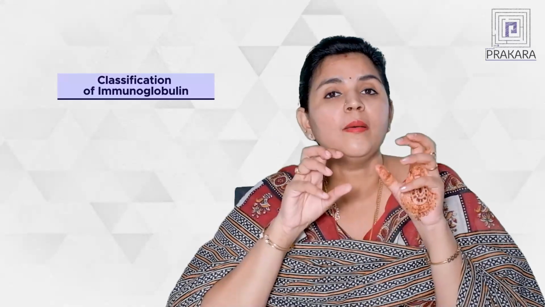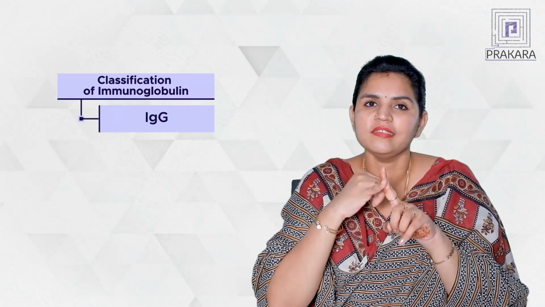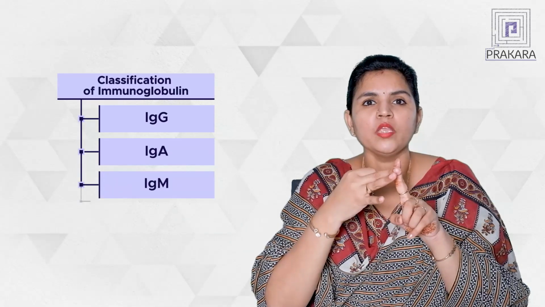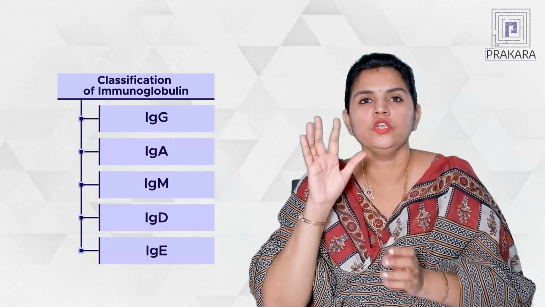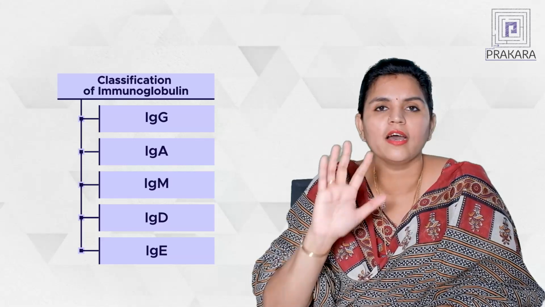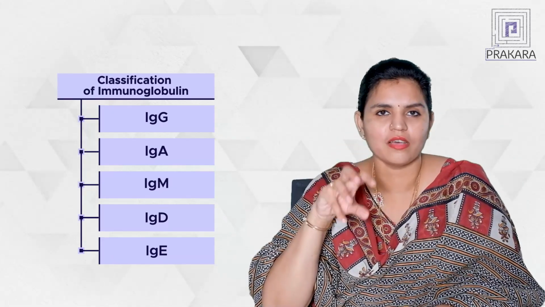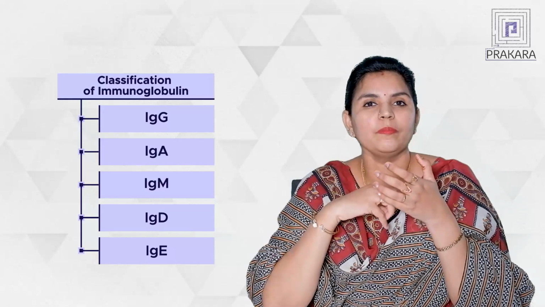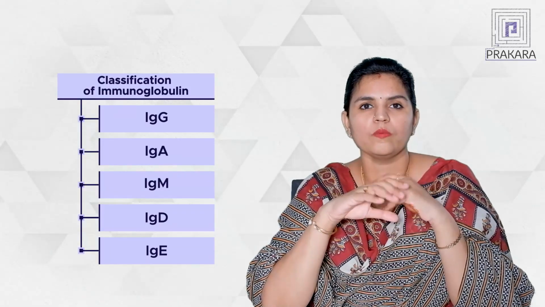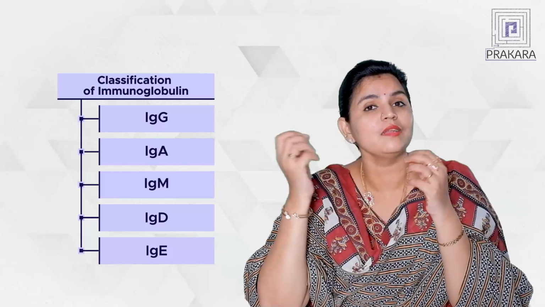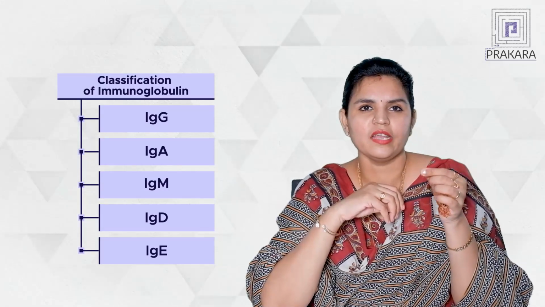Now we will be learning about the classification of immunoglobulins. We will see how immunoglobulins are classified based on structural as well as functional differences. They are classified into 5 different classes: immunoglobulin G, immunoglobulin A, immunoglobulin M, immunoglobulin D, and immunoglobulin E. They are classified based on their structural arrangements, on the polypeptide chains present, whether monomeric, dimeric, or pentameric, and based on their functions. Now we will see each function.